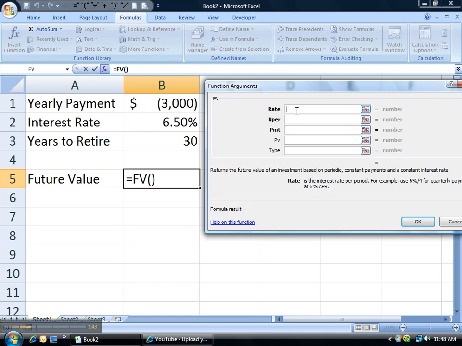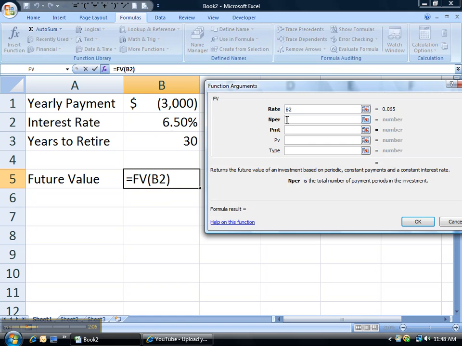So first, the interest rate. I'm going to click on this 6.5%. Notice this is yearly payments. I'm putting $3,000 away per year, so it's not divided by anything. If I was doing monthly payments into my retirement account of $3,000, then I'd have to divide it by 12. But we're not. In this case, it's yearly.